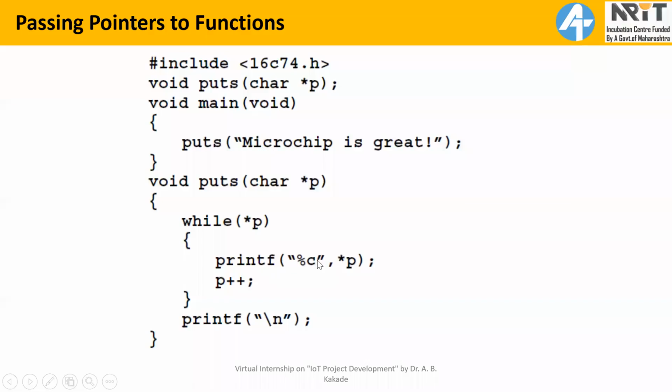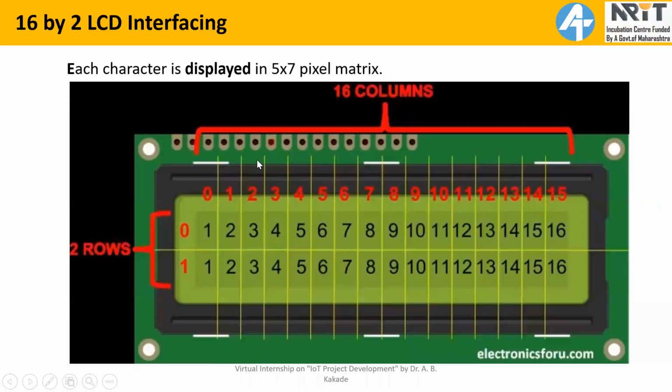So each and every character will be displayed, and at the end of the string there is a null character. As soon as this null character is detected in the while loop, the while loop gets terminated, and then the program goes back to the main function, the main program. We'll discuss this program in detail in our MPLAB X IDE.